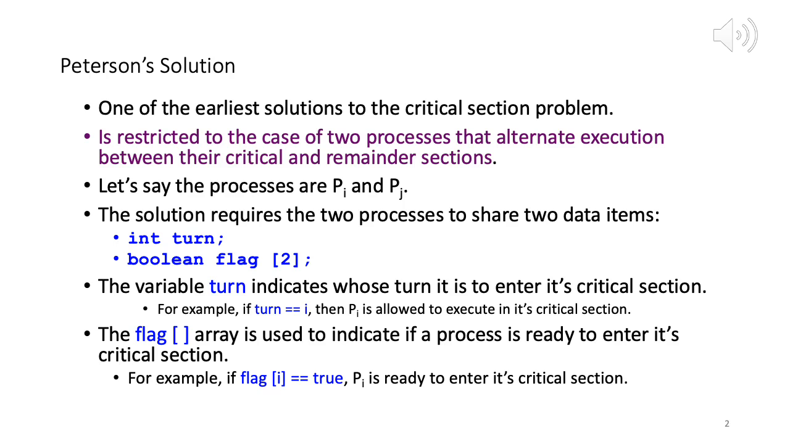So now that we have revised the critical section problem and its solution, let's look at the first example here, Peterson's solution. Slide 2. This is one of the earliest solutions to the critical section problem. It is restricted to the case of 2 processes that alternate execution between their critical and remainder sections. So we have 2 processes or 2 threads which are executing concurrently, at the same time. They are both alternating between the critical and remainder sections.